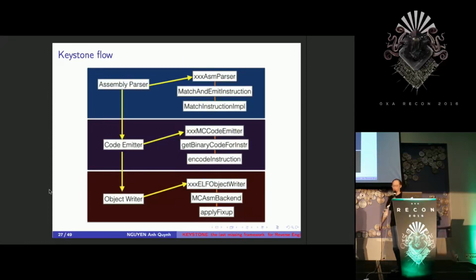So this is the key flow of Keystone. We have the parser, which feeds the instruction representation to the code emitter to emit the code, and finally we have something like a linker to link the output from the code emitter, and finally we have the output.